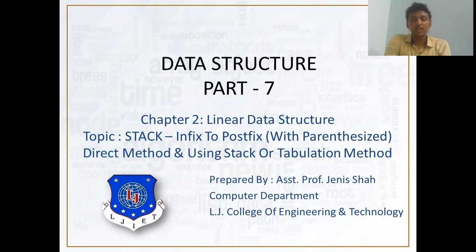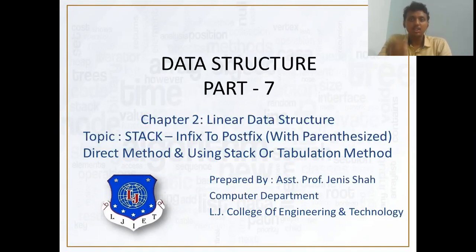In a previous lecture, we studied how to convert an infix expression into postfix using the infix to postfix algorithm. We have seen next character, infix, then reverse polish, rank, and everything, as well as the tabular method to convert our infix expression into postfix expression. Okay, students, that algorithm is only for expressions without parentheses.